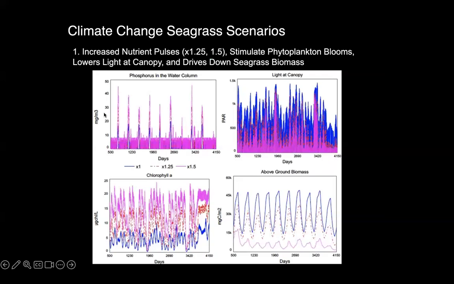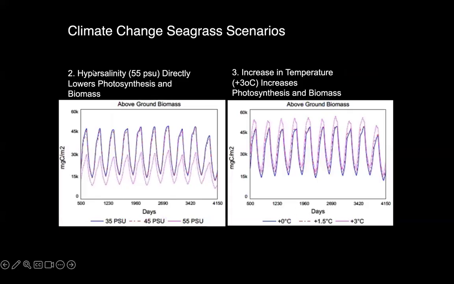If you increase phosphorus into the water column from, say, repeated or more intense hurricanes, which we have here in South Florida, it can stimulate phytoplankton blooms and decreases in light in the canopy, which can also make the above ground biomass of the seagrasses decline. And then we have the hypersaline effects based on our mechanistic research showing how that affects above ground biomass. But what was interesting was increased temperature actually increased photosynthesis and biomass.